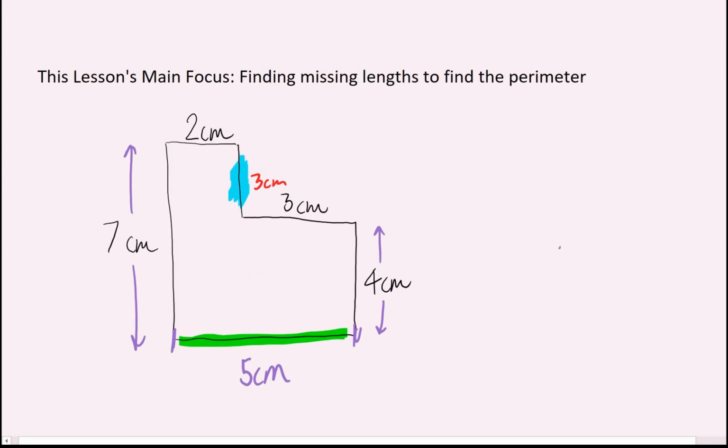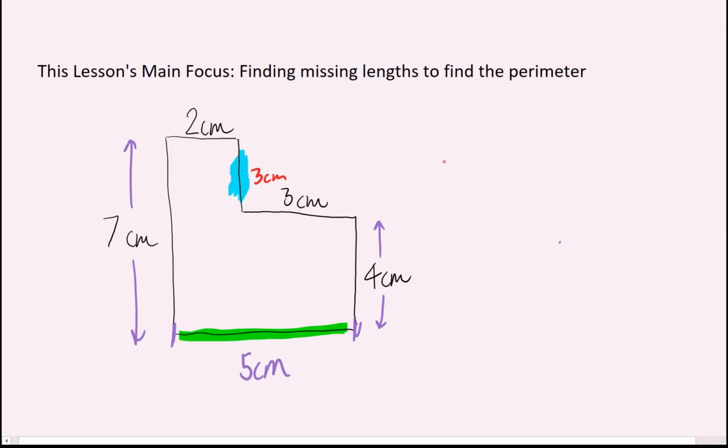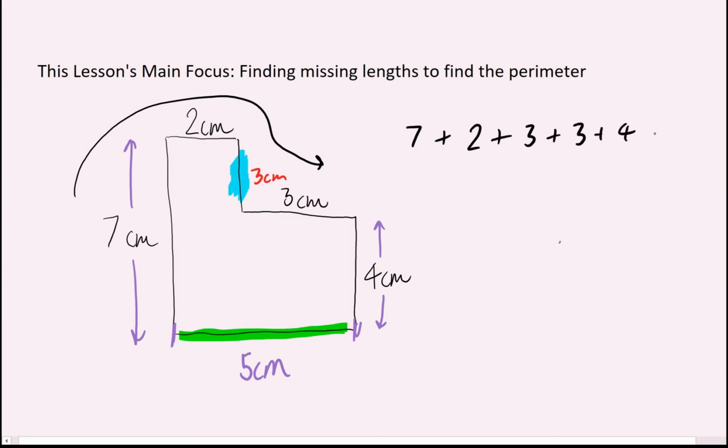And now we've worked that out, we can work out the perimeter. So just add together our lengths. I say the best way to do it is just go around the shape. So I'm just going to go around like this, add together all the lengths I see. So 7 plus 2 plus 3 plus 3 plus 4 plus 5. Add those together and you should get an answer of 24 centimetres.